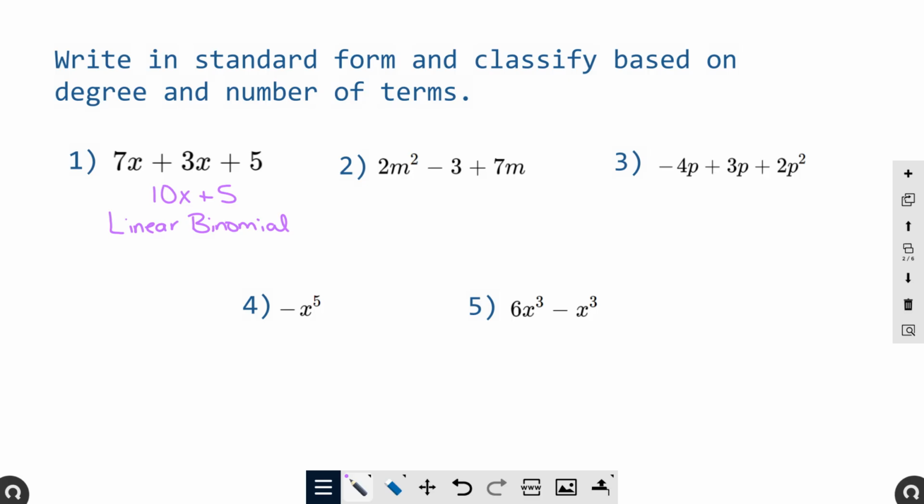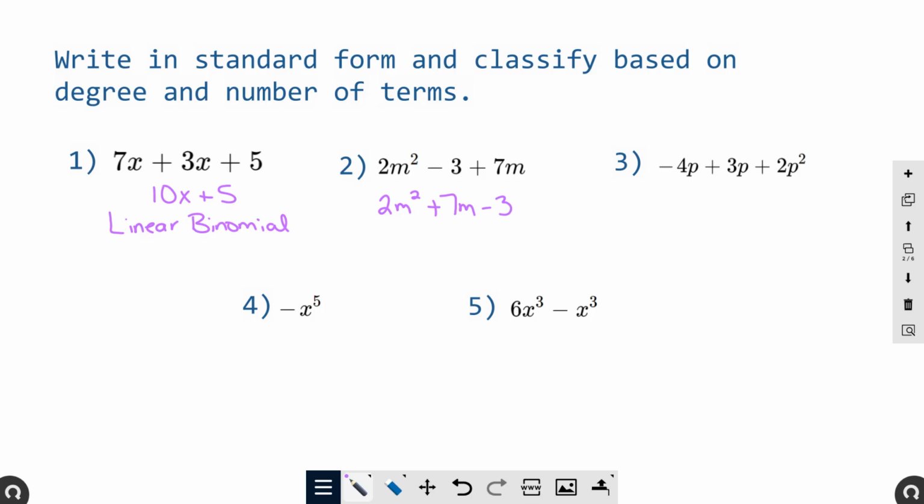2m squared minus 3 plus 7m. Now, do we have any like terms to put together? No, but is it in order? No, so let's put it in order. Good. And remember, keep the same sign that's with the number. So the 7m and the minus 3 switch, but we keep the negative with the 3.